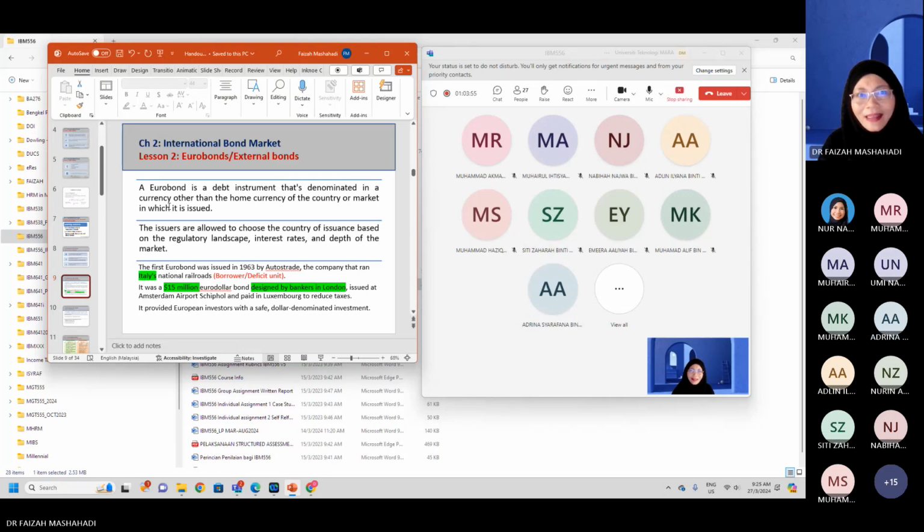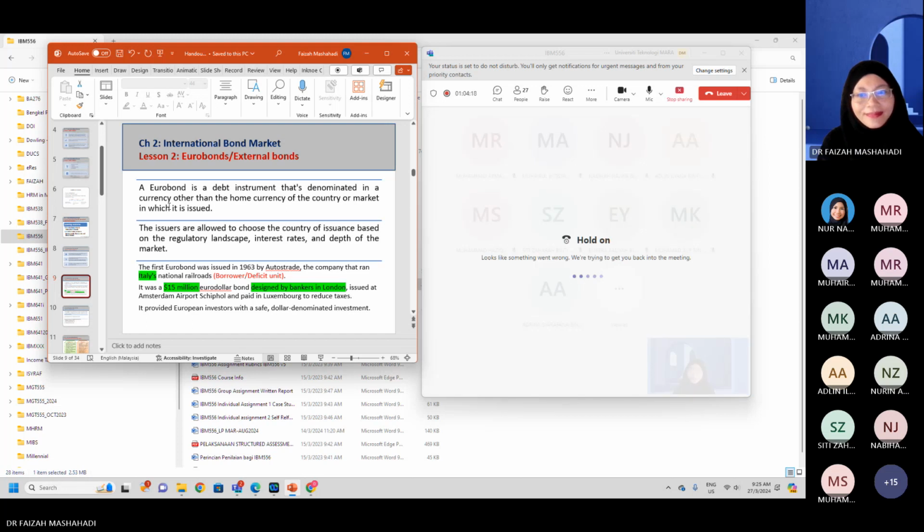All right. Proton issues a bond in Singapore. So the currency is Singapore, it follows the Singapore currency. Denominated in Singapore dollar. All right, so that is an international bond.